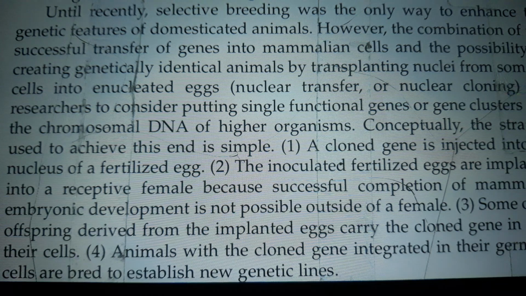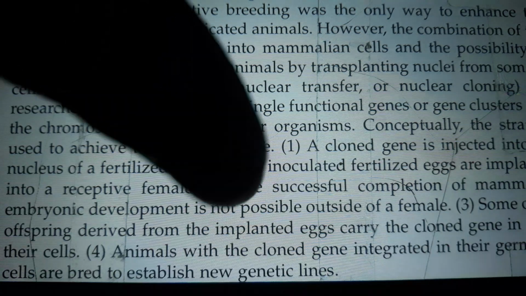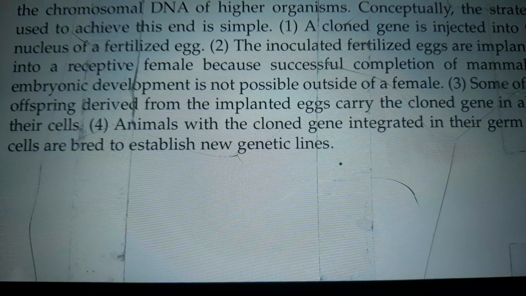Conceptually, the strategy used to achieve this end is simple. 1. A cloned gene is injected into the nucleus of a fertilized egg. 2. The inoculated fertilized eggs are implanted into a receptive female because successful completion of mammalian embryonic development is not possible outside of a female. Some of the offspring derived from the implanted eggs carry the cloned gene in all of their cells. Animals with the cloned gene integrated in their germline cells are bred to establish new genetic lines.